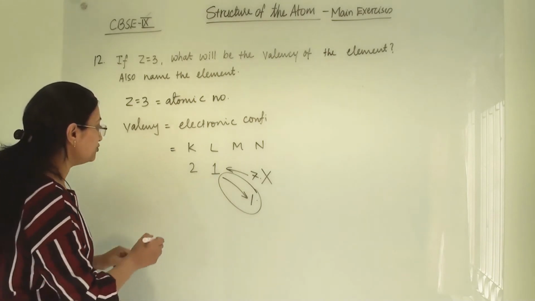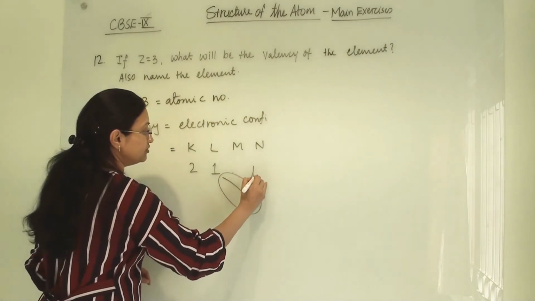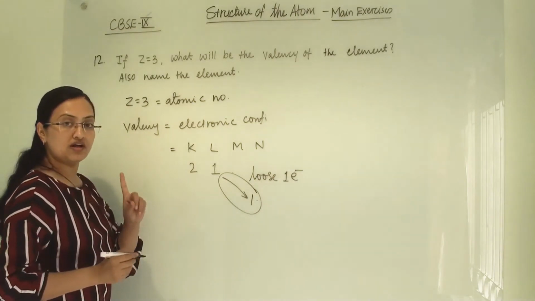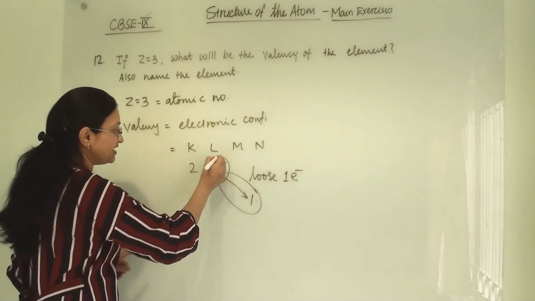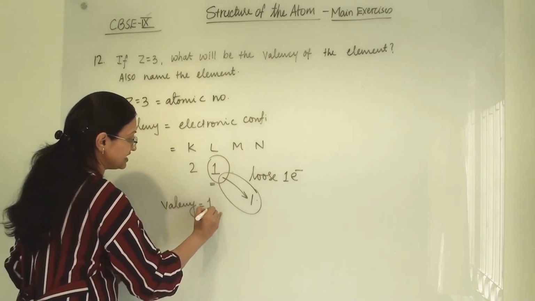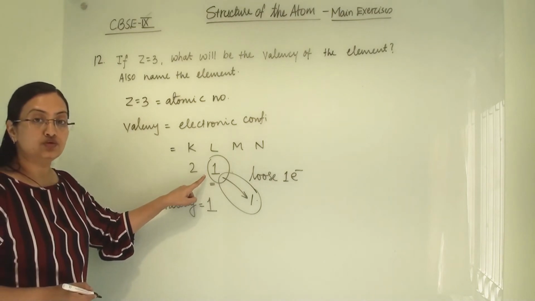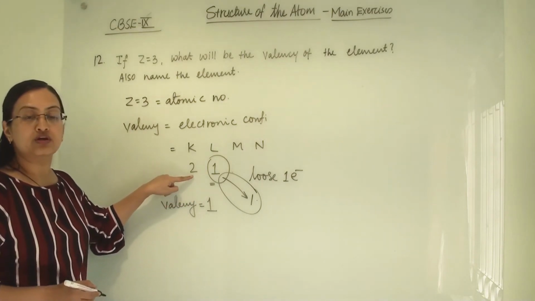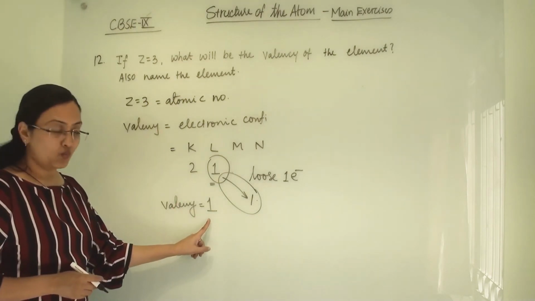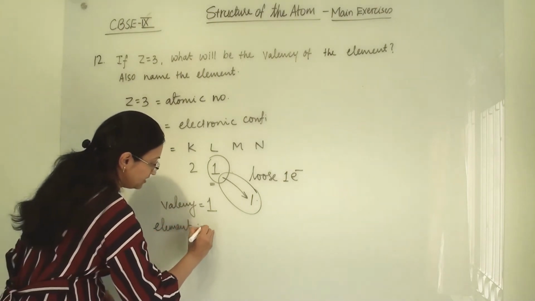So what will it do? It will lose this 1 electron. When it loses this 1 electron, it will gain 1 positive charge. And this 1 electron is excess, so the valency of this element is 1, because this 1 electron it will lose and it will have the K shell completely filled. So its valency is 1, and this element is lithium.